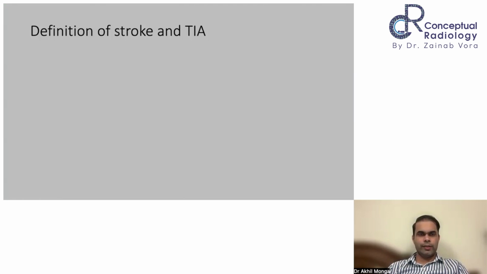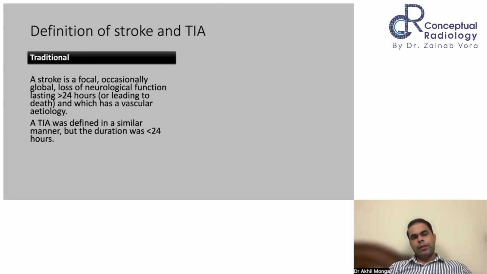will be discussing today. So basic first, traditionally we used to define stroke as a focal neurological deficit for more than 24 hours which had a vascular etiology, not infective or other causes, primarily vascular etiology, and something that remained for less than 24 hours was considered a transient ischemic attack.